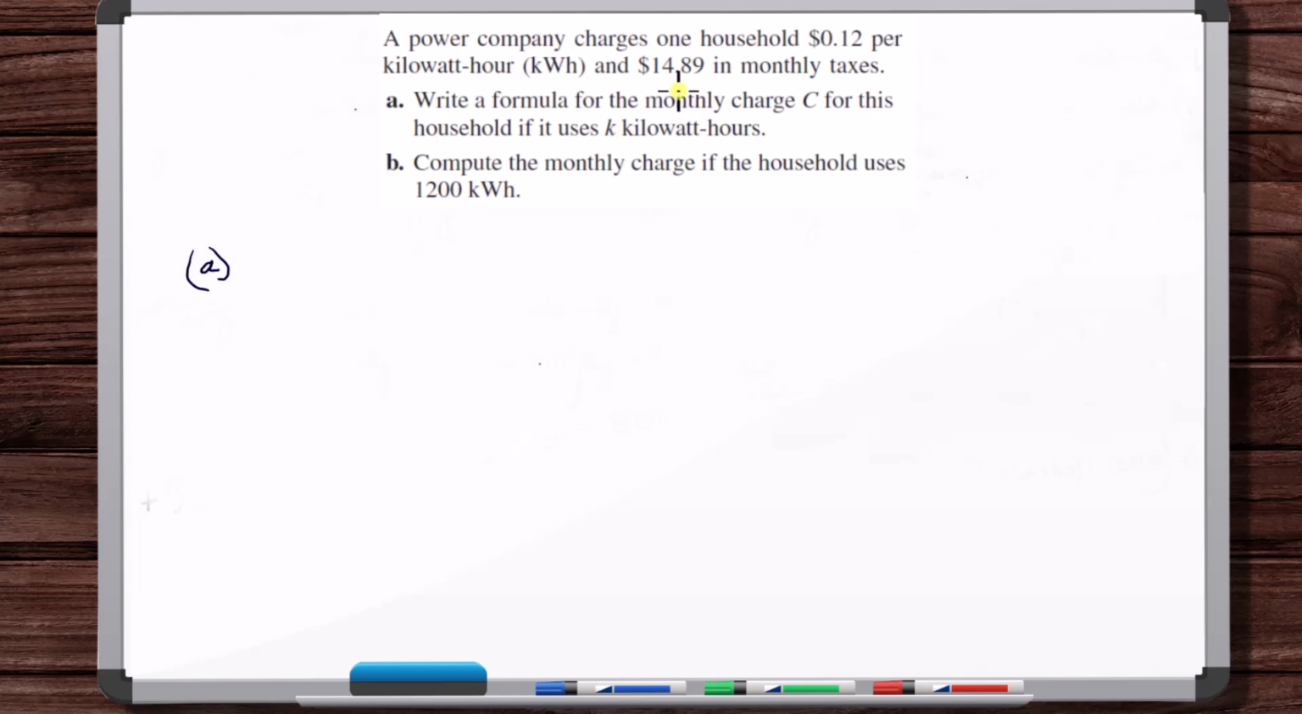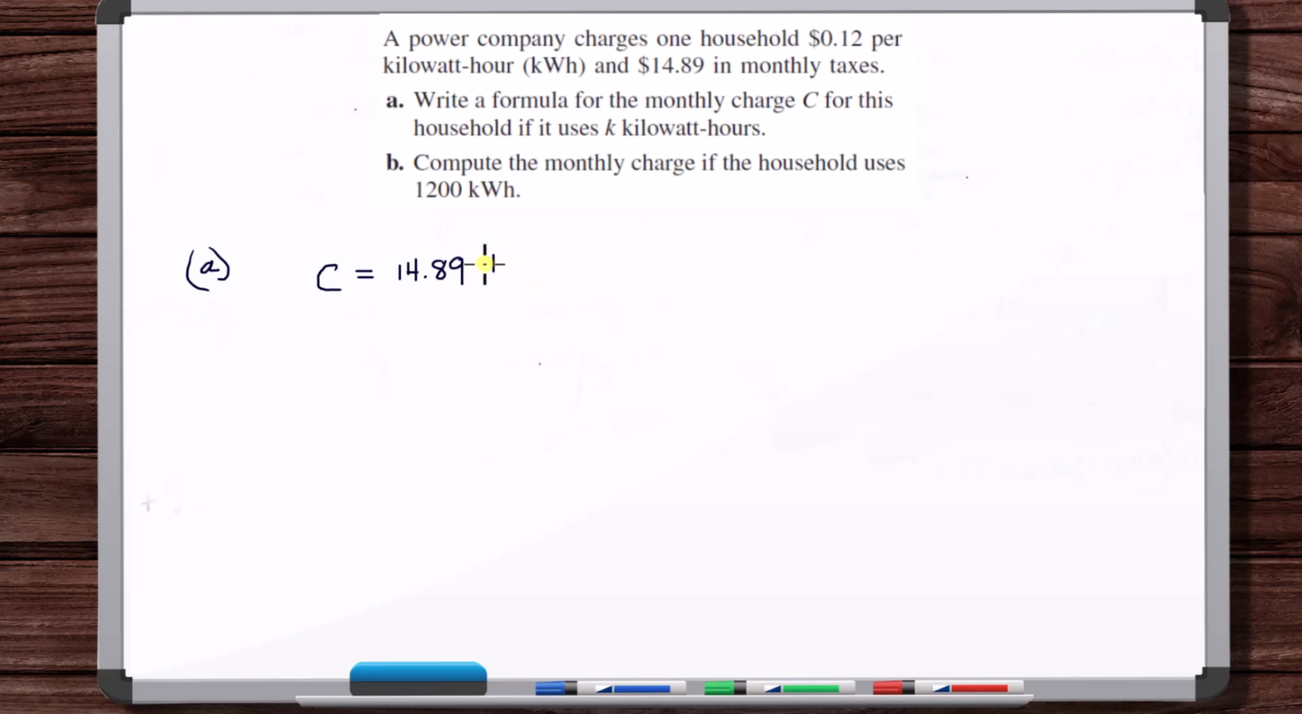All right, so it charges a monthly charge of $14.89 no matter what. And then it also charges per the amount of kilowatt hours used. If they use a lot of power in 1 month, it'll be more. If they use less power, it'll be a little bit less. Okay, so write a formula for what? The monthly charge C. C is equal to what? Is equal to that monthly charge no matter what, every month no matter what.